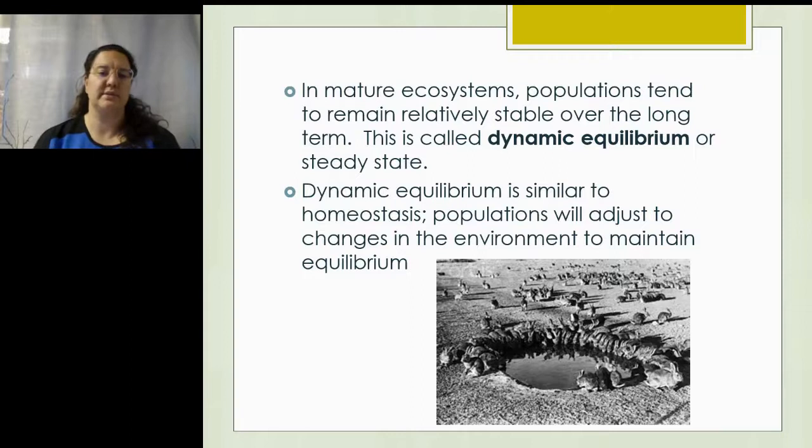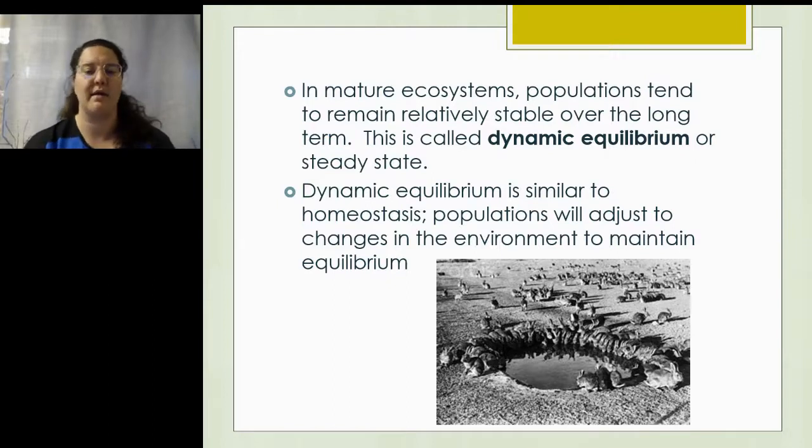So when we look at mature ecosystems, populations also tend to remain stable over the long term in a state called dynamic equilibrium, similar to how homeostasis occurs in our bodies. So dynamic equilibrium is where our populations are going to adjust to changes in the environment to maintain an equilibrium.